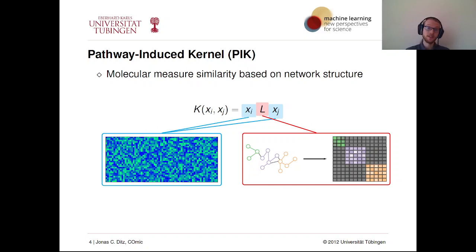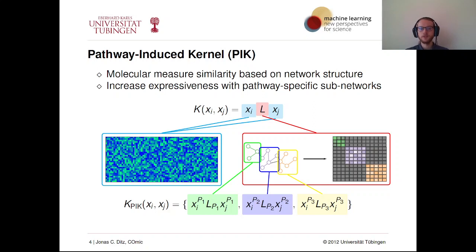We can further increase the expressiveness of this kernel by not taking the whole interaction network into account in the function, but actually splitting the network into meaningful subparts, for example, subparts that correspond to pathways. Doing that leads to a kernel function that actually is a set of kernel functions, with each function corresponding to a pathway-induced kernel. Here you can see where the name pathway-induced kernel comes from. This set of kernel functions was utilized by us to create our kernel network.